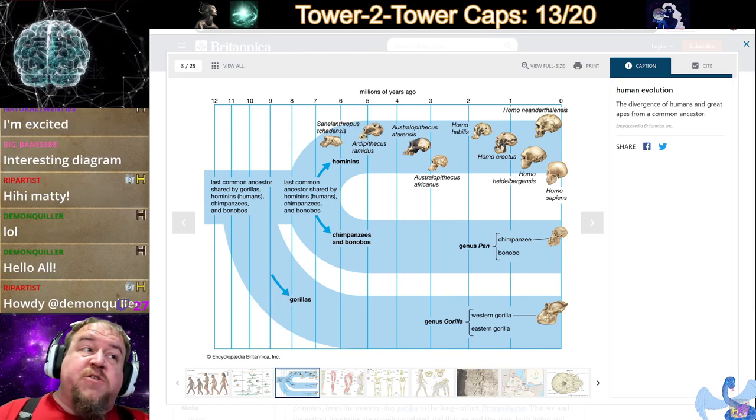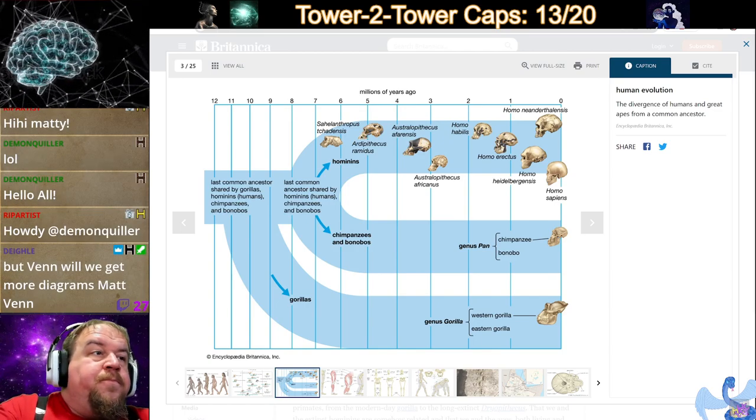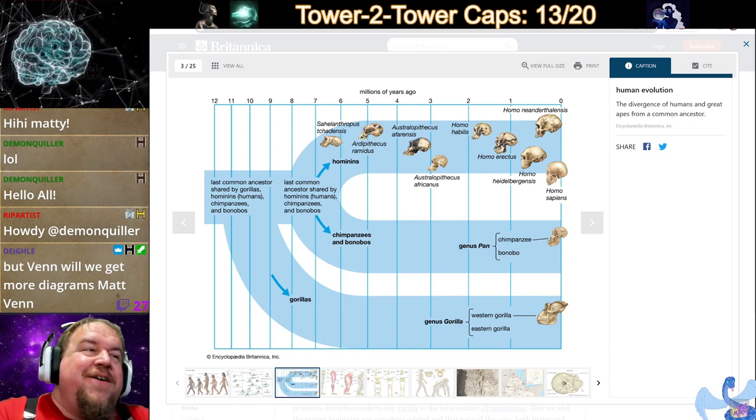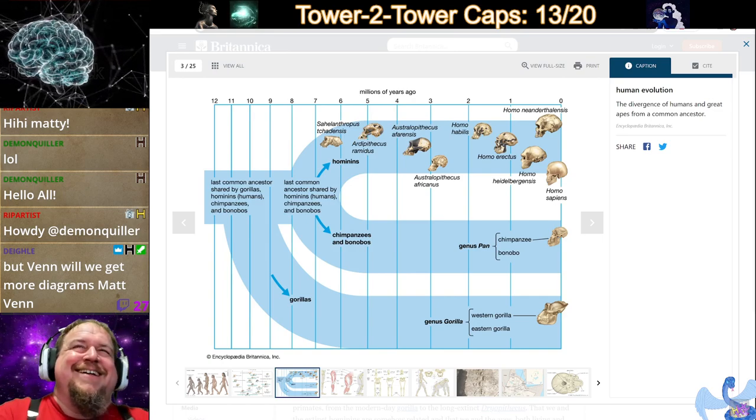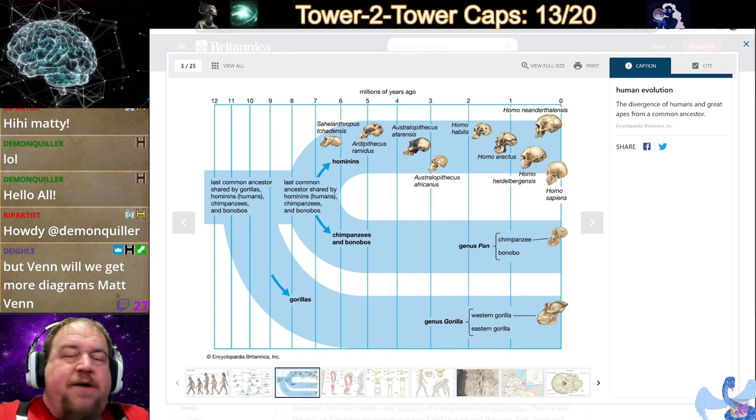And in the next part, because this will be a two-part workshop, but when will we get more diagrams, Matt? When? I don't know if I have a Venn diagram for tonight.